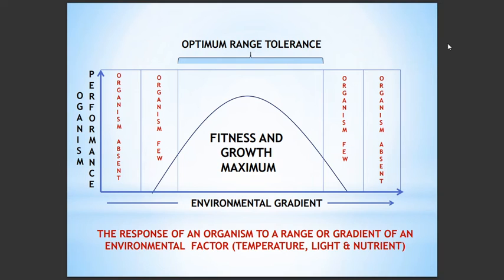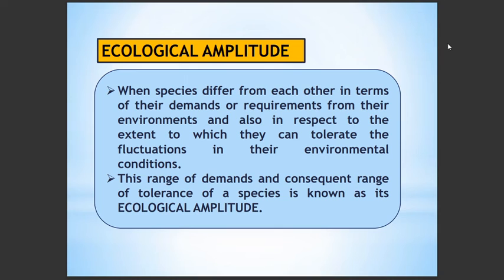So this is the graph in which you can see the environmental gradient with the performance of the organism. In between, this graph shows the optimum range of tolerance in which all the organisms are fit and their growth is maximum. Outside this optimum range, the organisms' number decreases and at the end the organisms become absent. Then the another term is ecological amplitude.